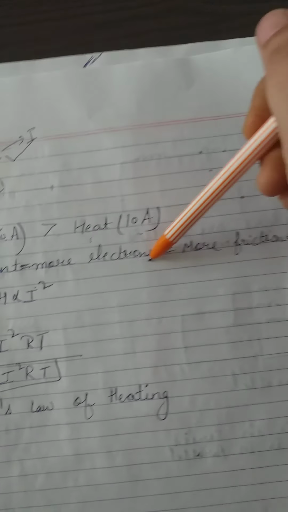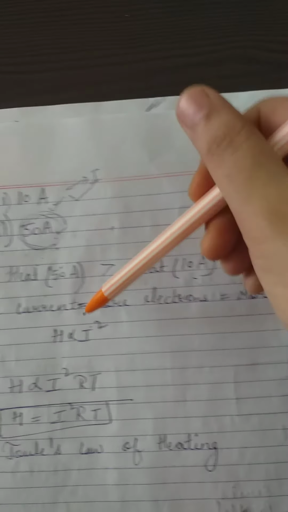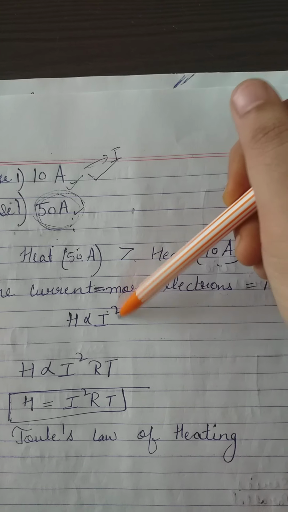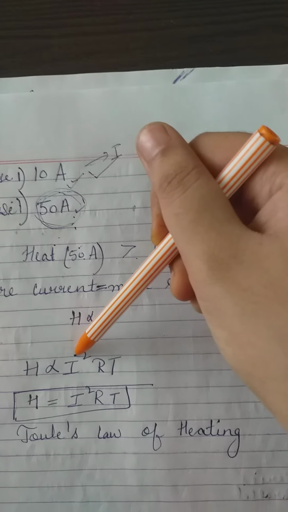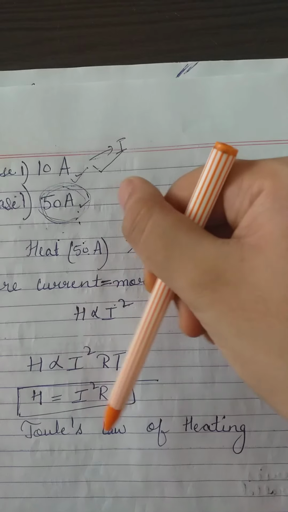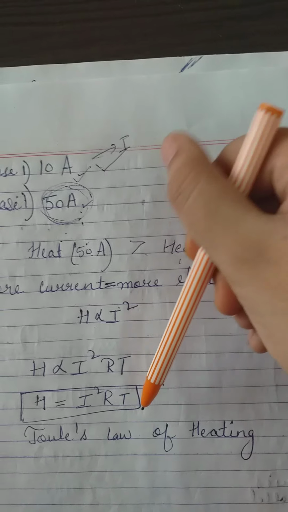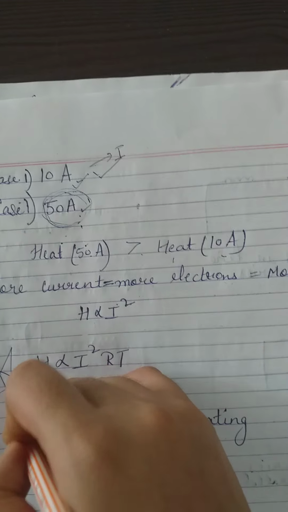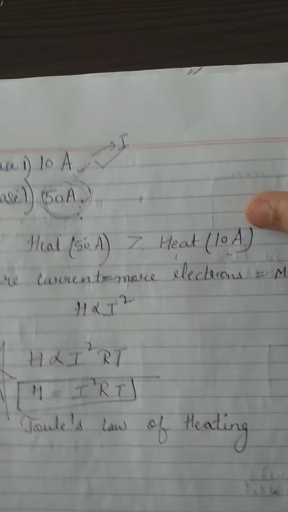More current, more electrons, more friction, and more heat. It directly depends upon I square. So H is directly proportional to I square RT. So H is equal to I square RT, which is Joule's law of heating. It is a very important numerical. Please note it from the paper point of view.